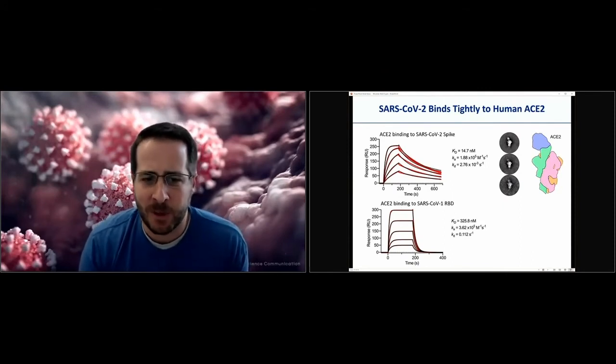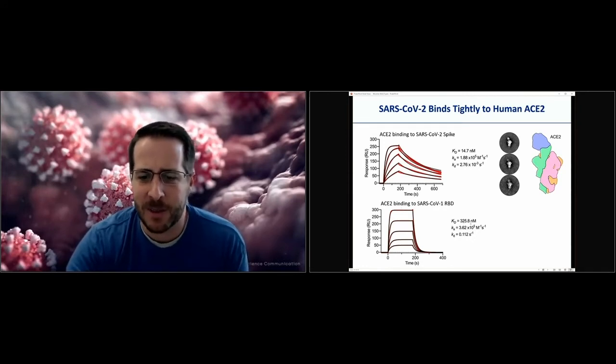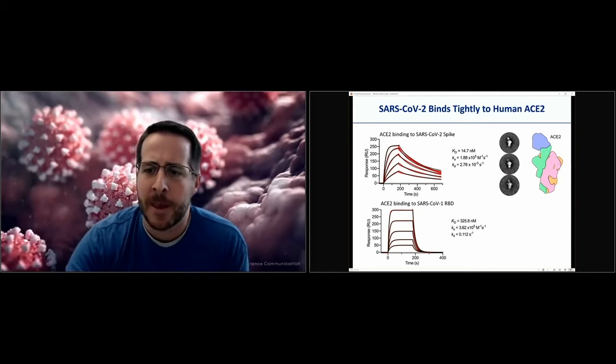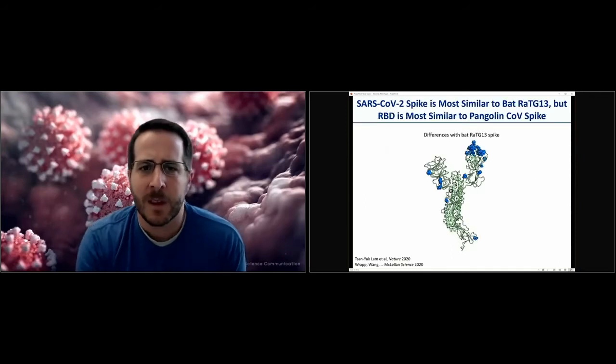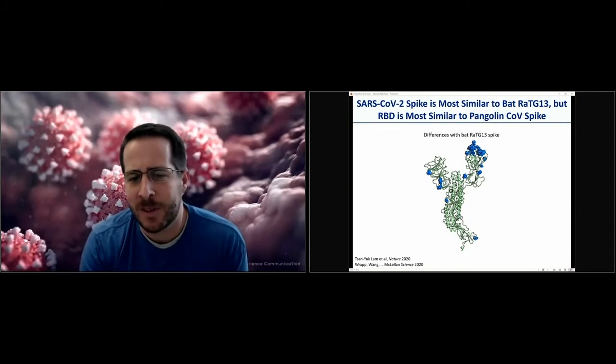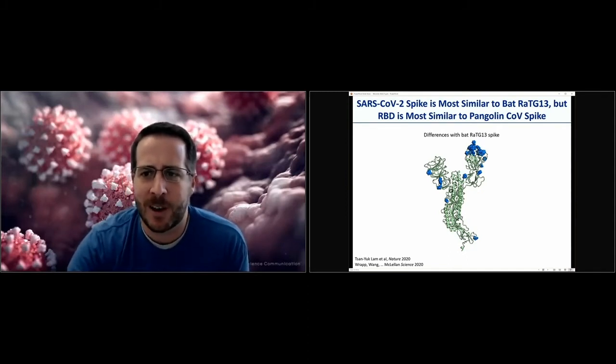With being able to make the pre-fusion spikes, we could show that it bound the ACE2 receptor really well. ACE2 binding to the SARS-CoV-1 receptor binding domain, we determined had a KD of around 300 nanomolar, whereas ACE2 binding to the SARS-CoV-2 spikes, we saw a KD of around 15 nanomolar, about 10-fold higher binding affinity of ACE2 for SARS-CoV-2 than the first iteration of SARS. And Daniel was able to generate some nice negative stain EM showing a single molecule of ACE2 bound to the SARS-CoV-2 spikes. That confirms some of the other data from researchers who had shown that ACE2 allows entry of SARS-CoV-2.